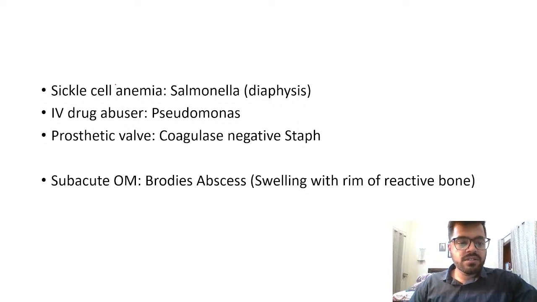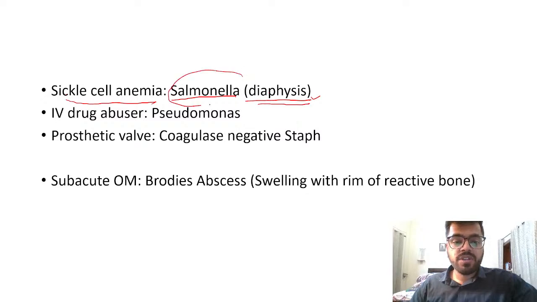Let's discuss septic arthritis in some specific scenarios, such as sickle cell anemia. In sickle cell anemia, the most common causative agent is Salmonella. Remember that when the question asks specifically about the diaphysis and a sickle cell anemia patient, then it is Salmonella. Otherwise, even in sickle cell anemia, the most common is still Staph aureus.